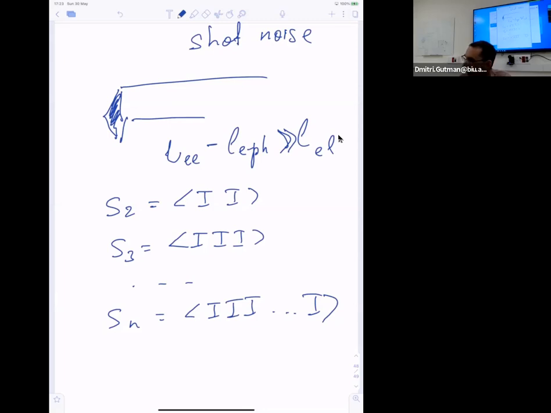They will be all proportional to average current. However, the numbers in front of them, the combinatorial coefficients in front of them, would be different and universal. So can I just apply like the central limit theorem or something?